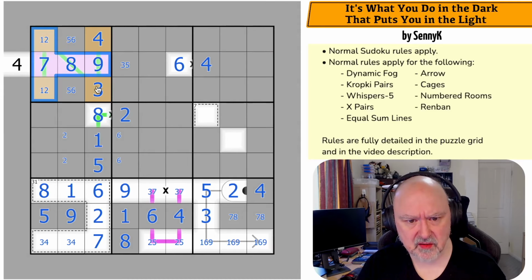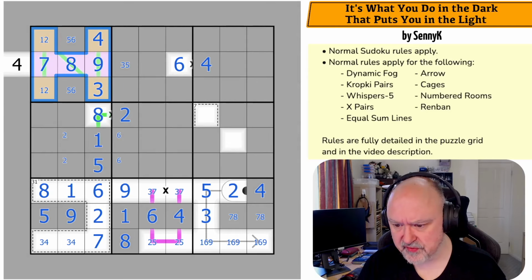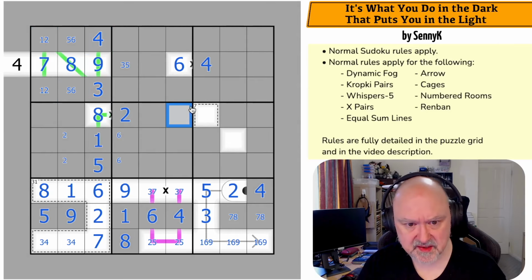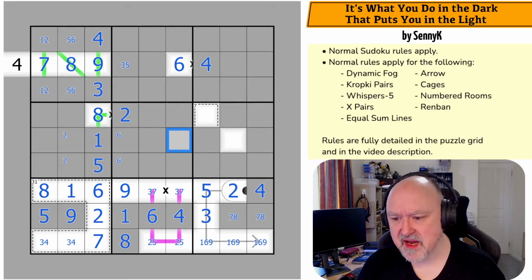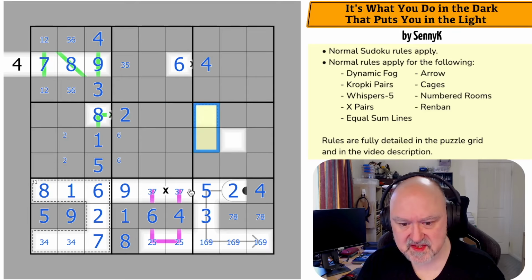I can get rid of this colouring. This colouring is probably also distracting. It doesn't need to be there. Okay. So this cell, right, now I can look at this. This 7 cage. That's what this has done.